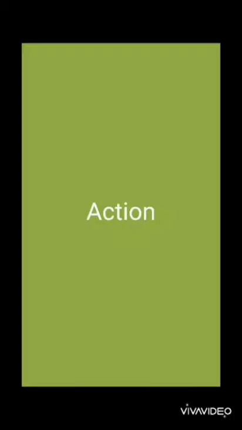Children, tell me what is the name of this letter? The name of this letter is J. Can you tell me what is the name of this letter? J. Then the sound of this letter is J. Tell me what is the sound of this letter? J. Next, let us say the sound with action. Children, keep your hand like this and do like this and say J, J, J.